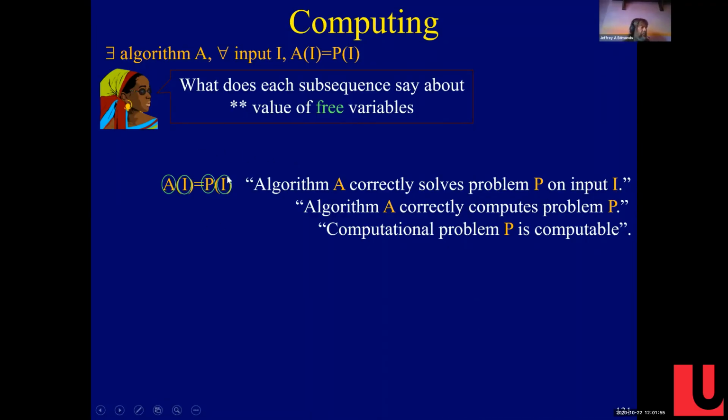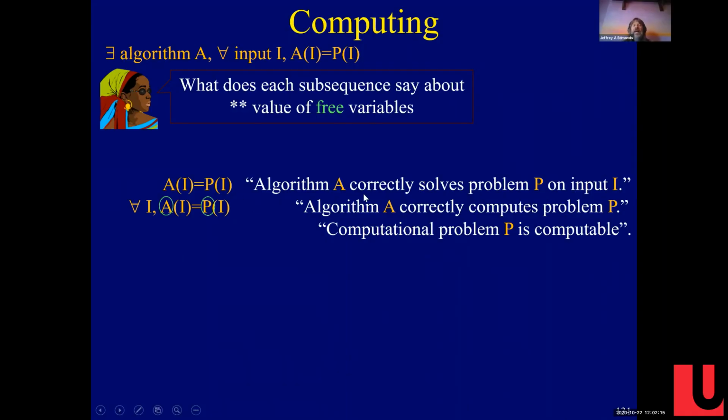That's what this says, right? Now let's bring a quantifier in. For all inputs, something is true. Well, what's true? We want to talk about the free variables. Let's focus our attention not on the I, because it's a local variable. It's the A and the P that we care about.